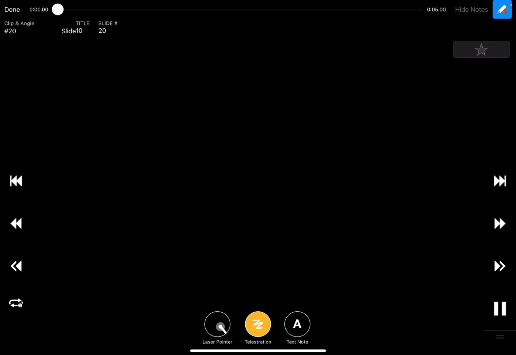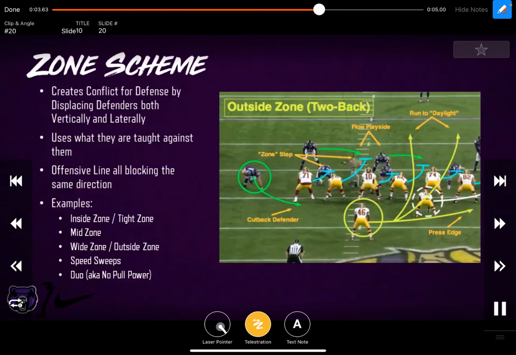All right, next thing we're going to talk about, moving on from down and around, is a zone scheme. So before we talked about how, basically with a down and around scheme, you've got blockers moving in two different directions. You've got some of them blocking down, you've got some of them kicking out, but they're moving in two different directions to try to divide the defense. A zone scheme is different, all right?